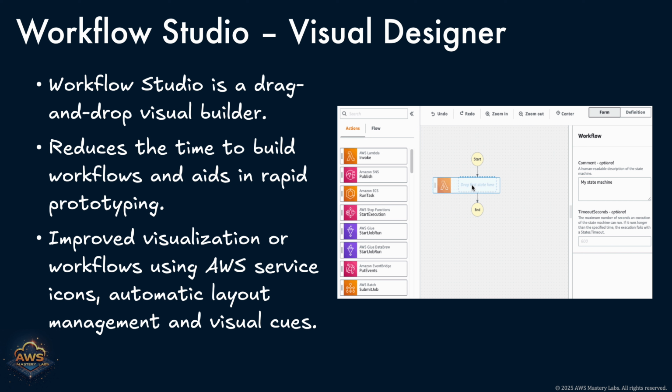What makes Workflow Studio even more powerful is the live ASL preview. As you build visually, the underlying JSON code updates in real time. This helps bridge the gap between visual design and infrastructure as code, making it easy to copy the definition for CI/CD pipelines or version control. Whether you're prototyping a simple two-step process or orchestrating a complex, multi-branch workflow, Workflow Studio lets you design, test, and iterate faster, with greater confidence and clarity.